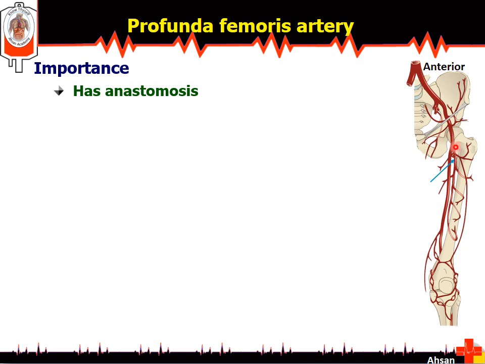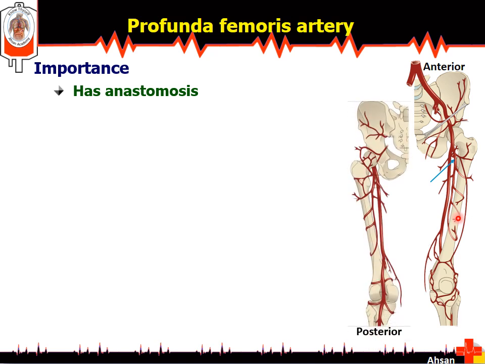Importantly, this has tremendous anastomosis. Some arteries go up, taking part in anastomosis in the upper part with the branches of the internal iliac, and sending branches below, making anastomosis around the knee joint. So it has a wide linking between the hip region and the knee region. This can be a collateral circulation path. You see, the profunda femoris artery has anastomosis above and sends some branches to the knee joint.